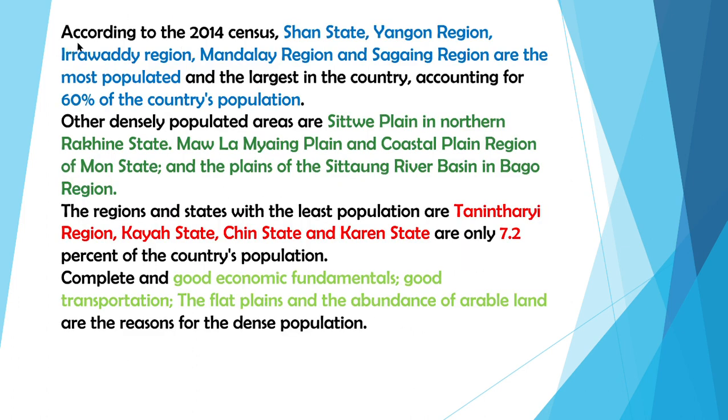Let's see why. According to the 2014 census, Shan State, Yangon region, Irrawaddy region, Mandalay region and Sagaing region are the most populated, accounting for 60% of the country's population. Other densely populated areas are the Sittwe Plain in northern Rakhine State, the Mawlamyine Plain and Coastal Plain region of Mon State, and the plains of the Sittaung River Basin in Bago region. The regions and states with the least population are the Tanintharyi region, Kayah State, Chin State, and Karen State, and are only 7.2% of the country's population.